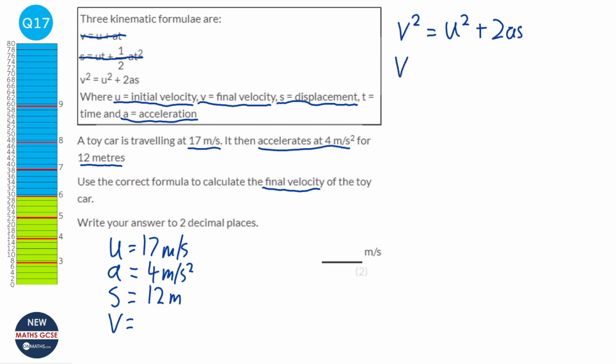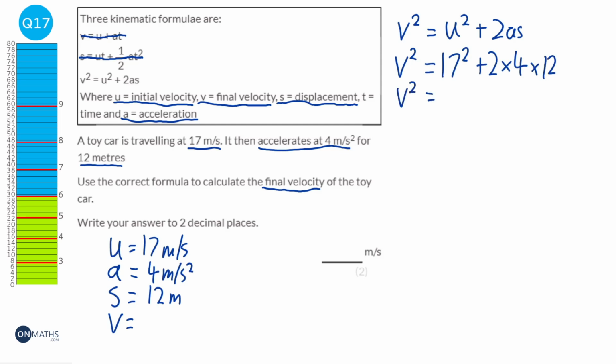Well, we're looking for v, so we'll leave that. And so it's going to be 17 squared plus 2 times 4 times 12. And then when you work that out on a calculator, that comes to 385. And we're going to do some quick solving here.